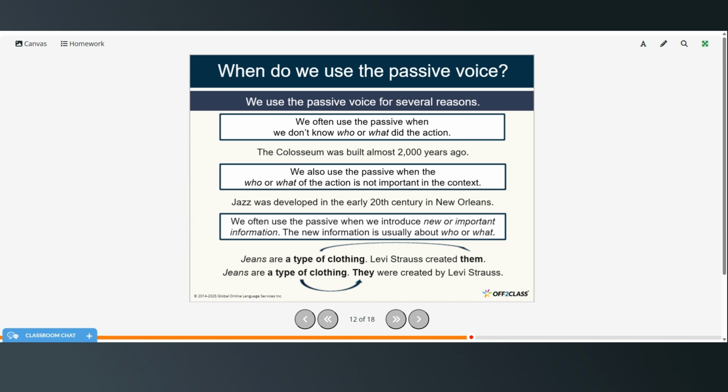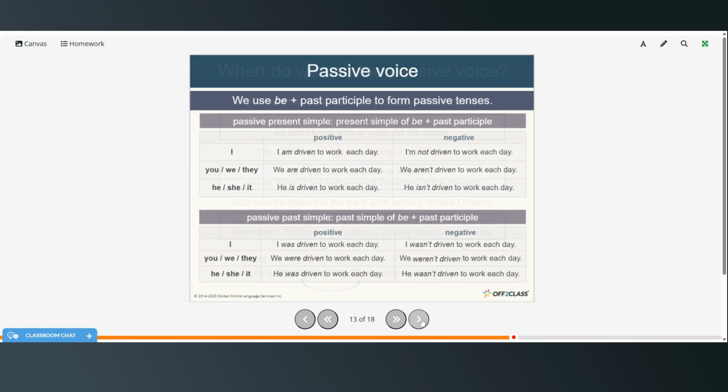So jeans are a type of clothing. Levi Strauss created them. Jeans are a type of clothing. They were created by Levi Strauss. All right, so we use be plus the past participle to form the passive tenses. So you can just take a look at these examples.